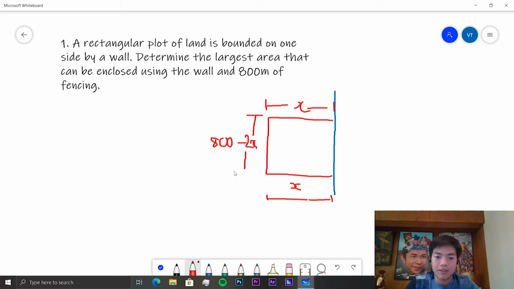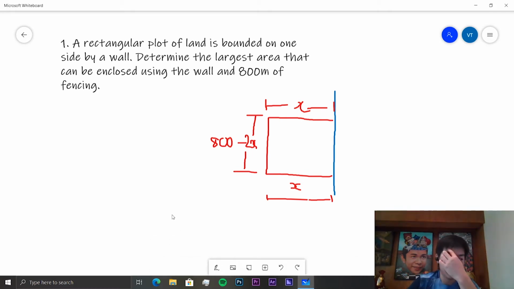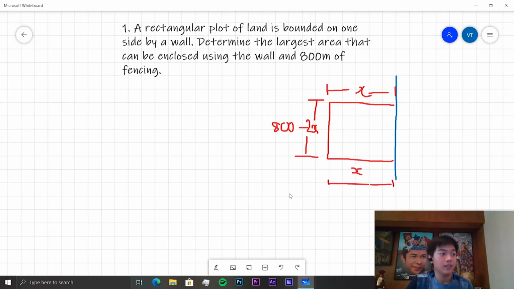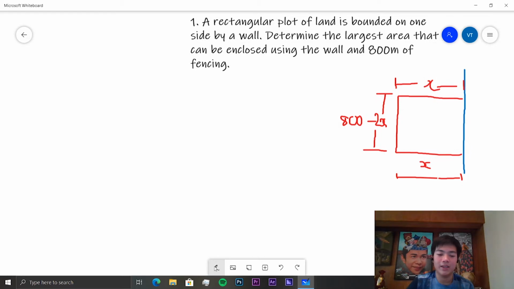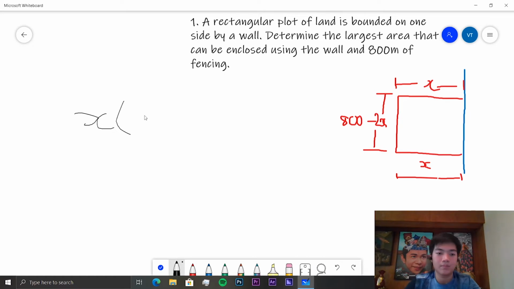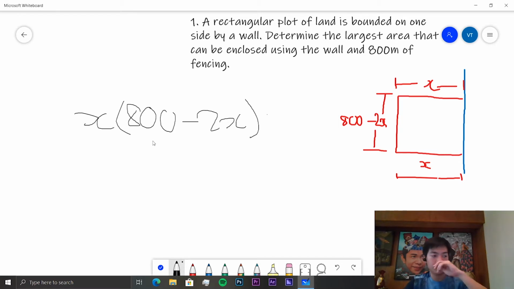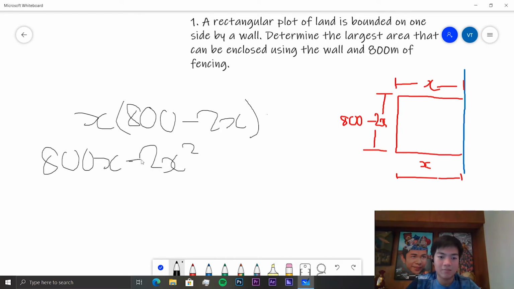Since it's bounded on one side by the wall, we don't need to worry about that side, and so we can create a function to model the area. If you notice, we can simply model the area by multiplying x by 800 minus 2x, and so this will give us the area of the rectangle. So in other words, 800x minus 2x squared. And if we get the maximum of this function, we can get the maximum area that this enclosure can enclose.